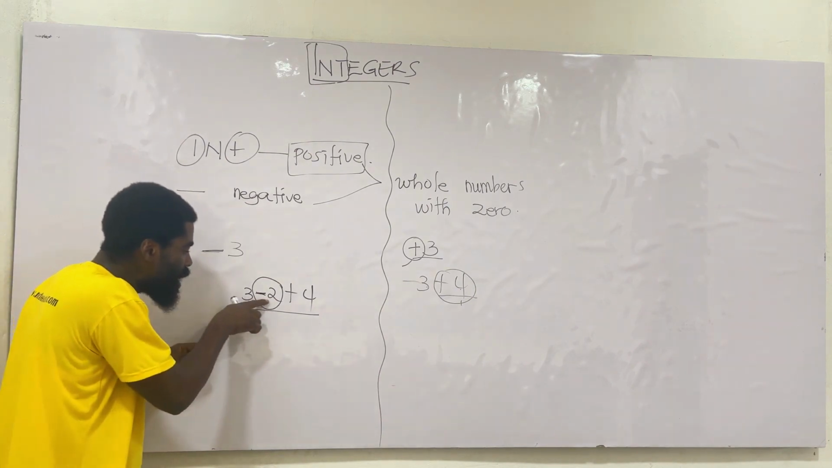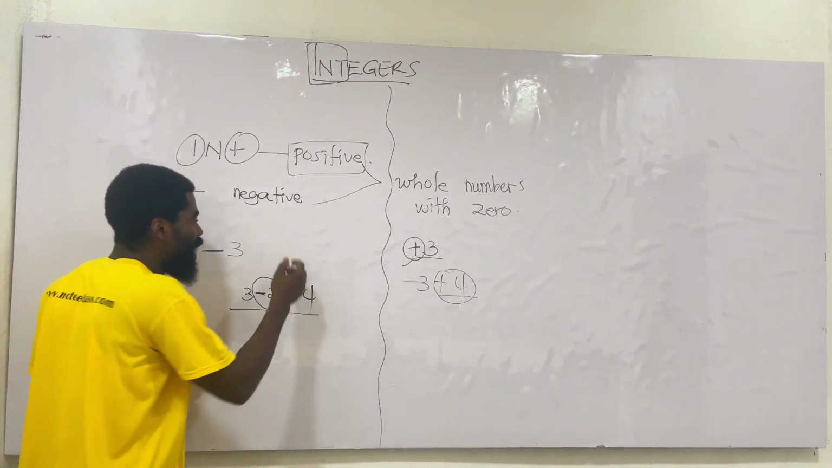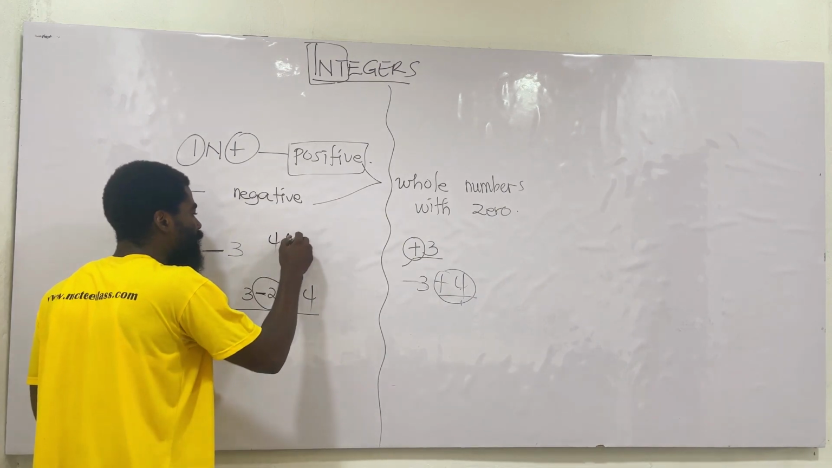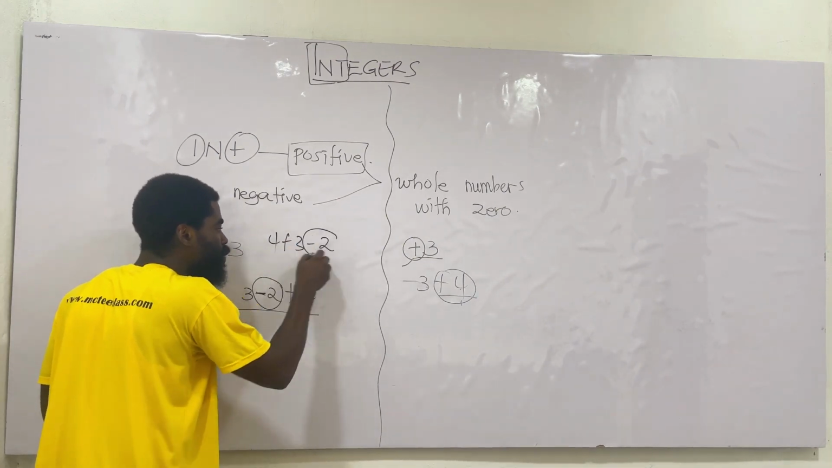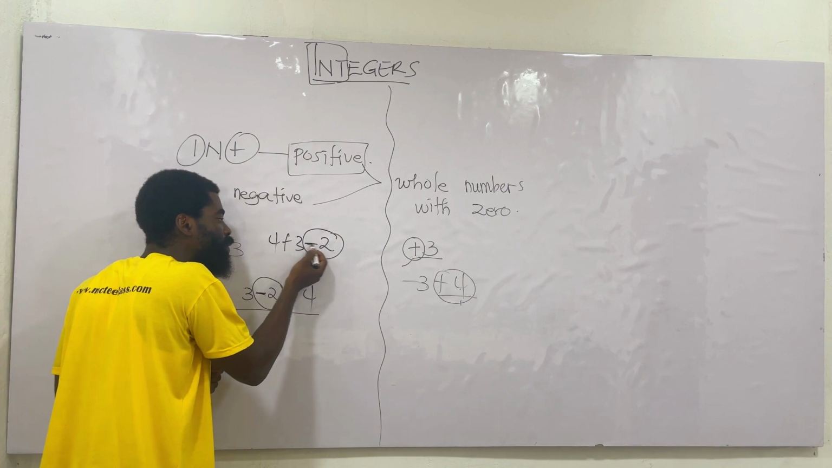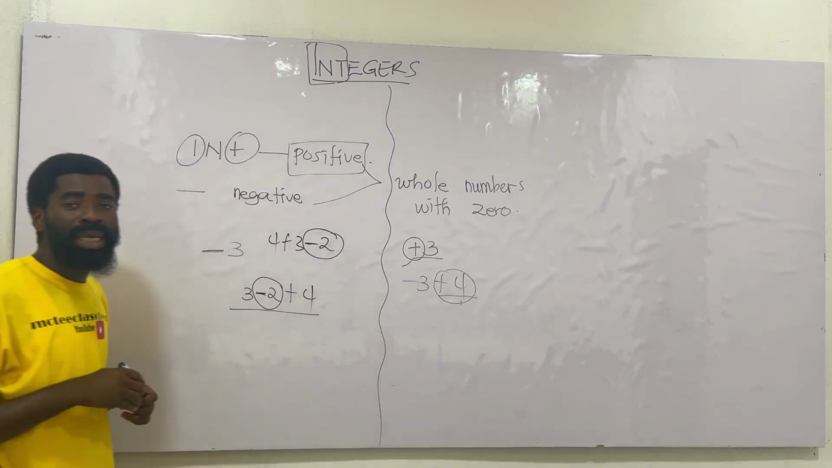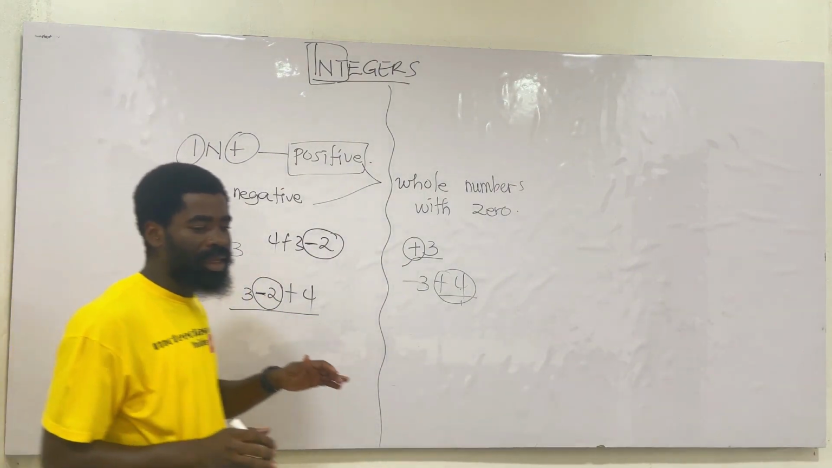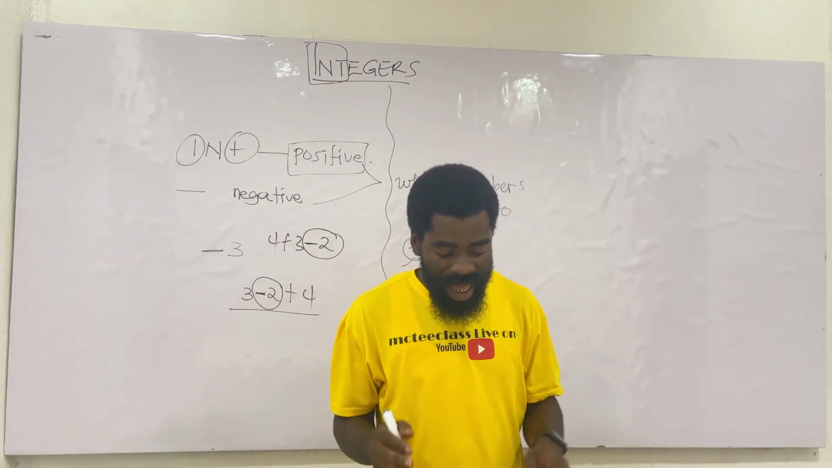Good. So the sign here means this is negative. Also, when it's at the end, like 4 plus 3 minus 2, because the minus sign is in front of 2, that means 2 is negative. I hope you understand that. So that is how we differentiate between negative and positive.